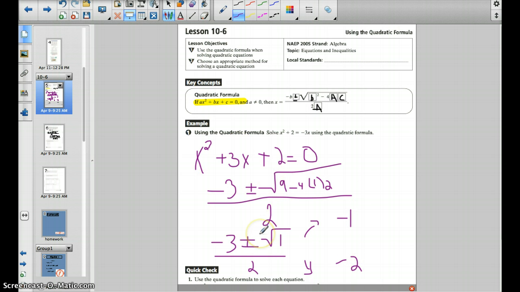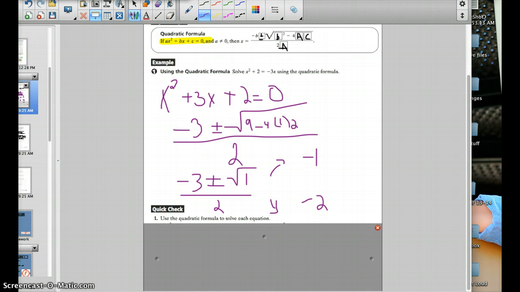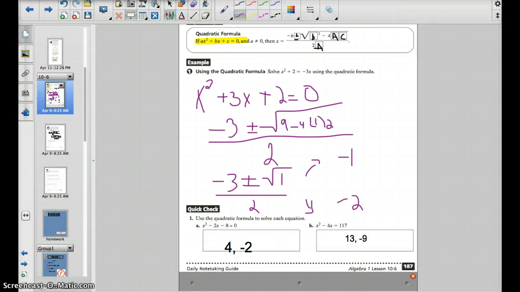Obviously, this might not be the most efficient method of solving a quadratic equation, but it does work, and it will work for all quadratic equations. Think about what happens if inside our radical here is a negative value, or if it's 0. What kind of solution are we going to get? Go ahead and try the next two quick checks, and check your work when you're ready. Quick check A, the solutions are 4 and negative 2. Quick check B, 13 and negative 9.